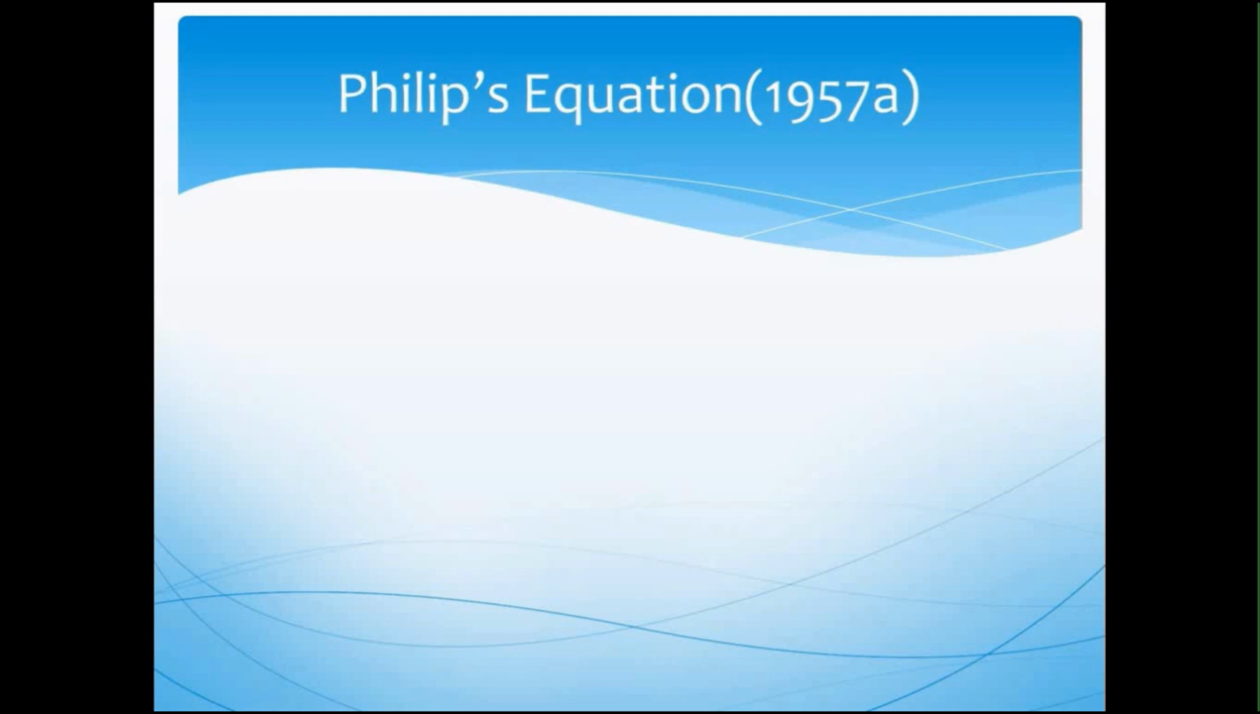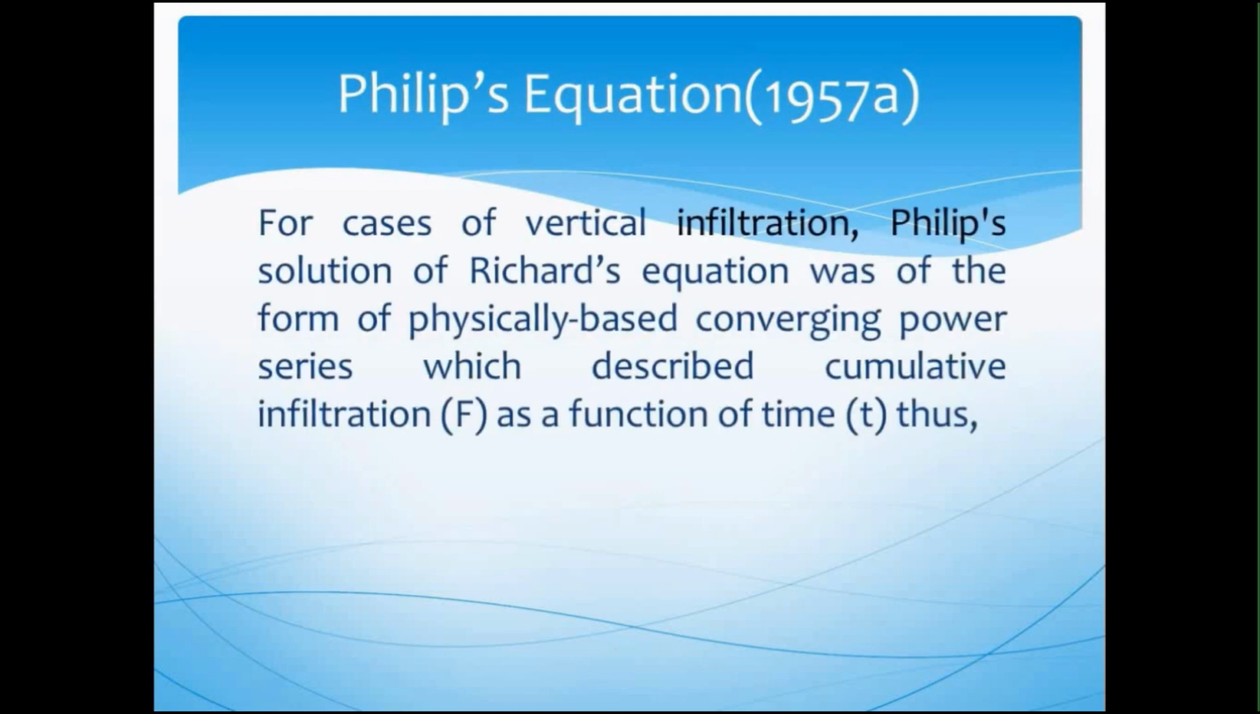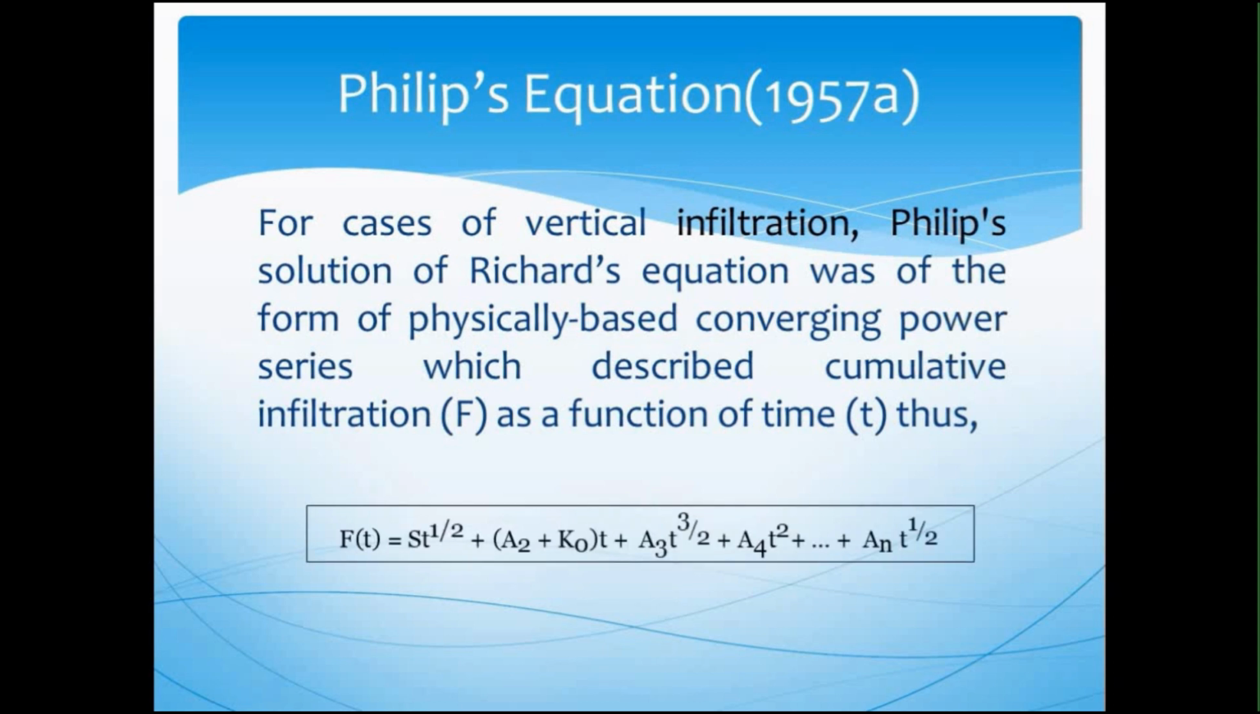Now we'll go to Phillips equation, 1957a. For cases of vertical infiltration, Phillips' solution of Richards equation was of the form of physically based converging power series, which described cumulative infiltration as a function of time. So, cumulative infiltration equals S times t raised to 1/2 plus the quantity of A sub 2 plus K times time, and so on.